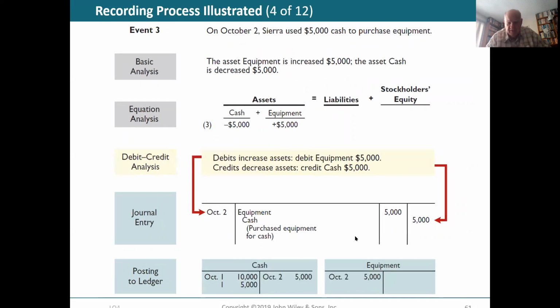Now remember, we spent $5 to buy equipment. So our cash is credited, bringing the balance back down to $10,000, but we got an asset for that money in the form of equipment.